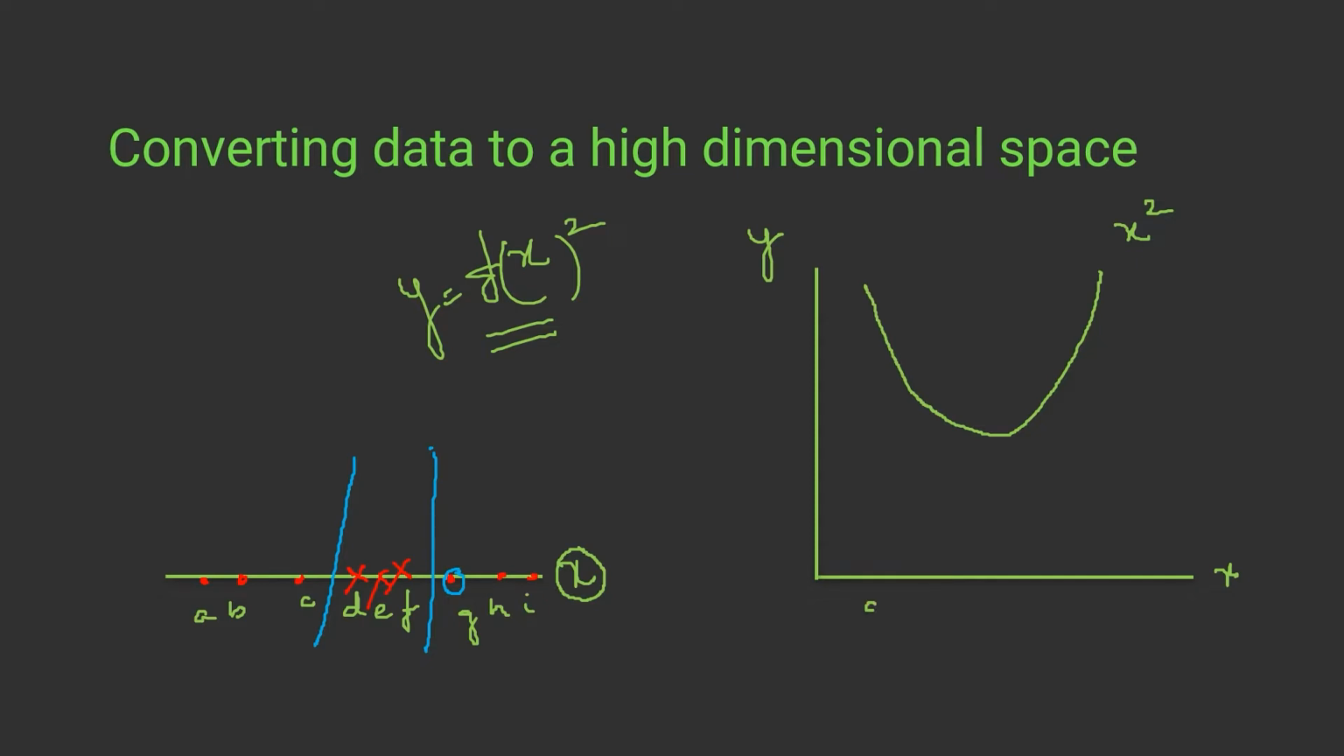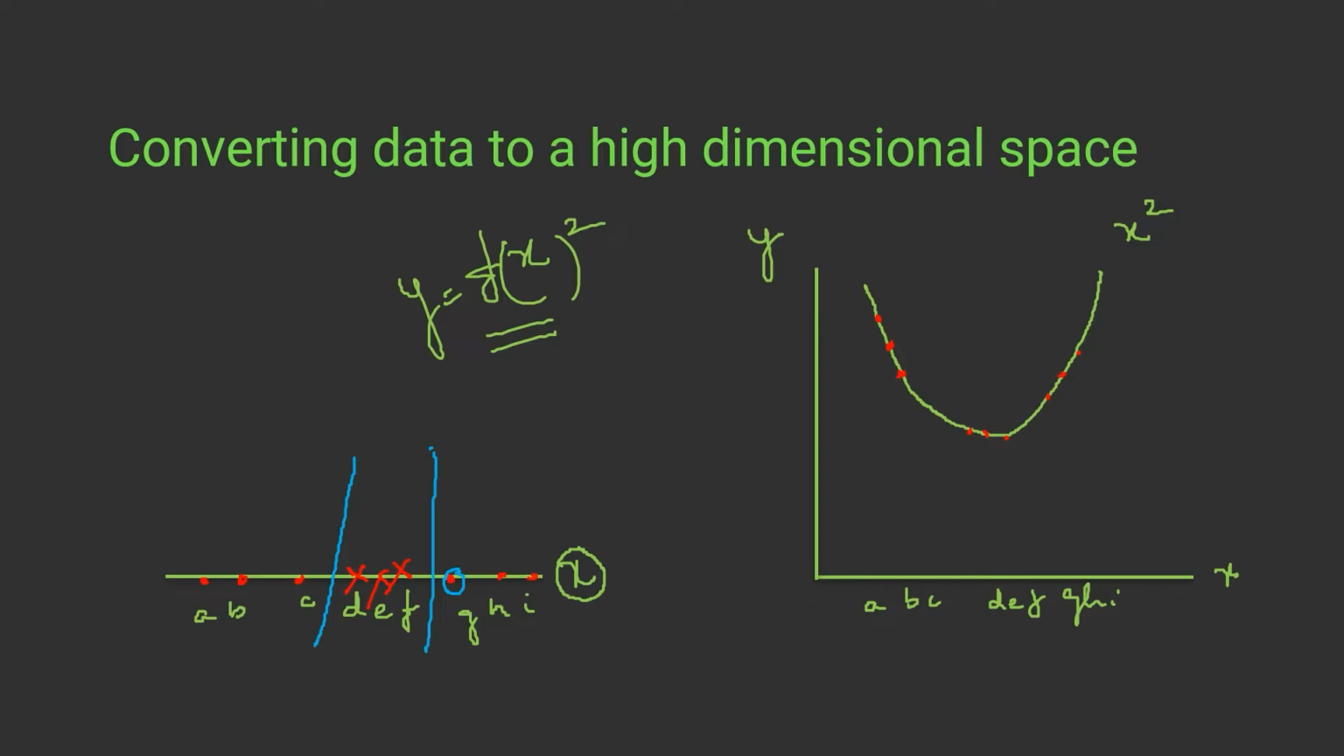So I am plotting a, b, c, d, e, f, g, h, i. All these values I am plotting. Corresponding to this training point, I have a value over here. Then corresponding to this, I have a value over here, then here. And for d, e, f, I have values over here. And for g, h, i, I have values over here, right?